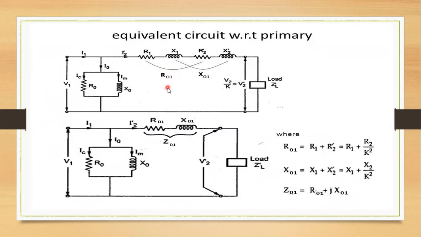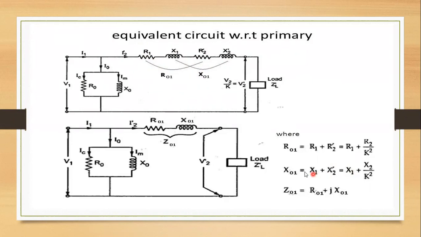So R01 is represented like this, total resistance. R01 is nothing but R1 plus R2 dash. Similarly, X01 is nothing but X1 plus X2 dash. These are all connected in series now, so we separate the resistance part and the reactance part. Then R01 is R1 plus R2 dash, and X01 is X1 plus X2 dash.